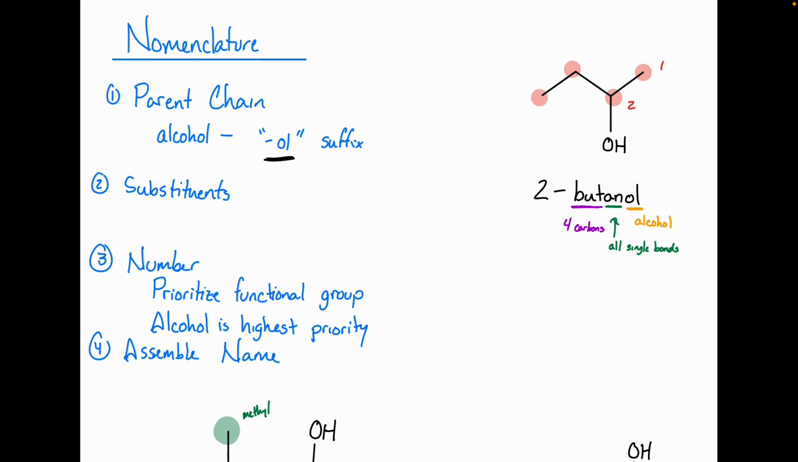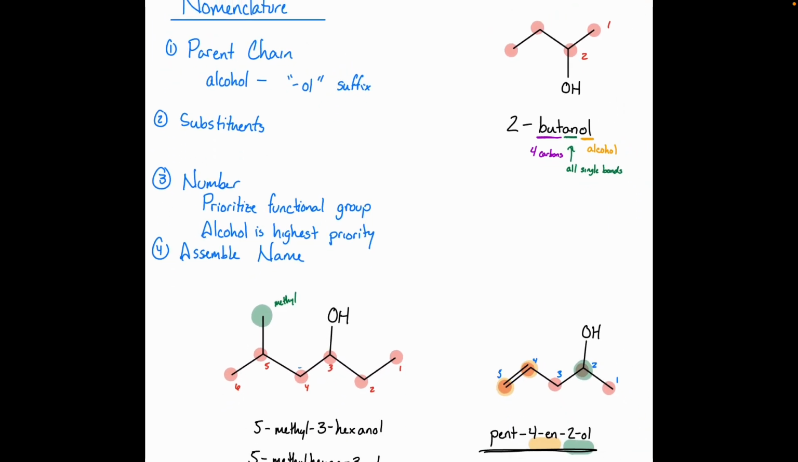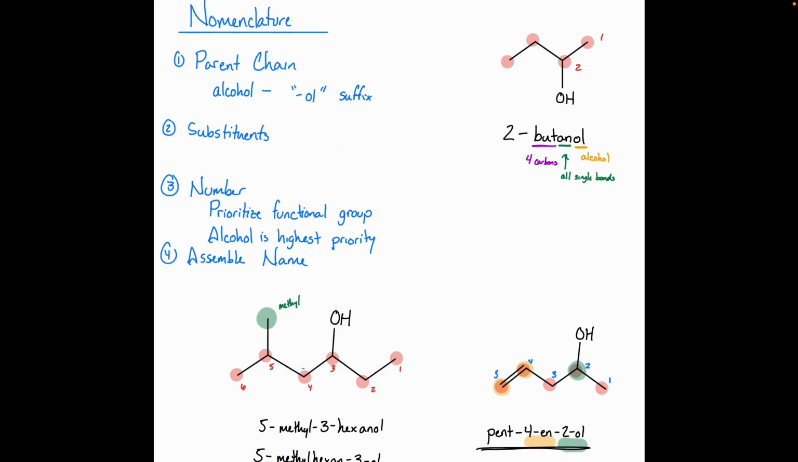You use the OL suffix to indicate that you have an alcohol functional group. You prioritize that alcohol functional group when naming. All right? But now we're going to introduce, and we're going to do this a lot, every time we introduce a new functional group, we're going to talk about its priority here.